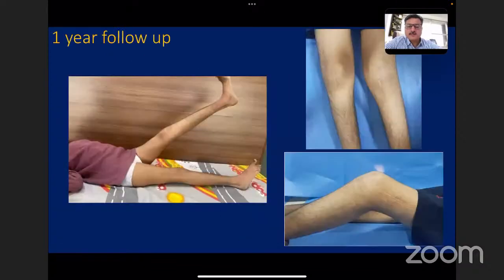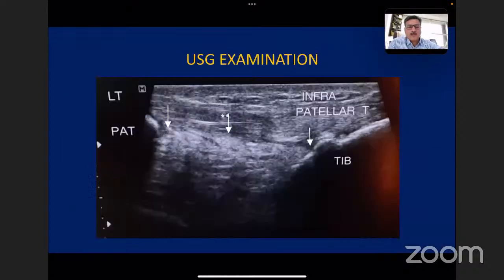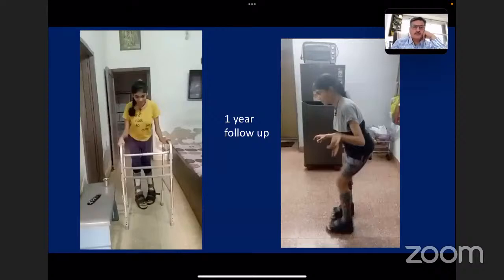And this is 1 year post augmentation and repair. She is now able to do SLR. She has good range of knee movements. We do not see any palpable gap in the tendon. We have done an ultrasound examination instead of an MRI because the child was claustrophobic. This USG examination shows good continuity of the tendon, which was augmented. So it has been augmented well. The strength of it is also maintained. And this is a 1 year follow-up.